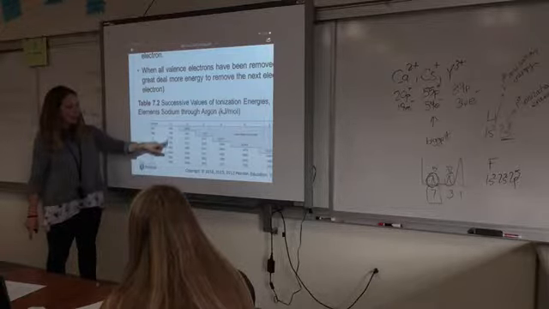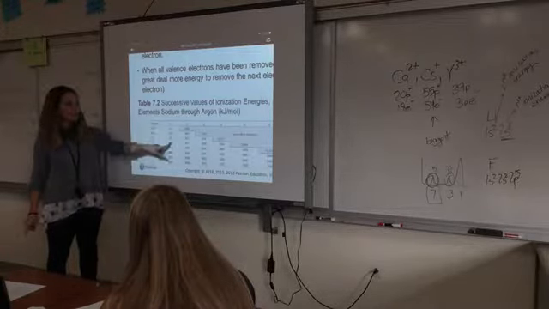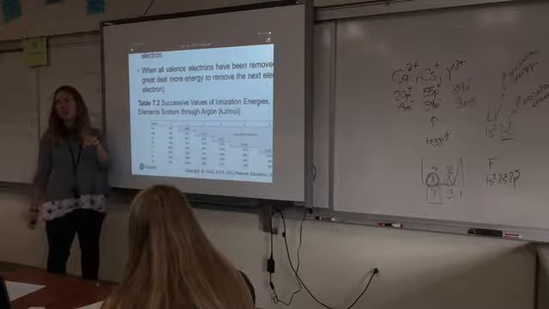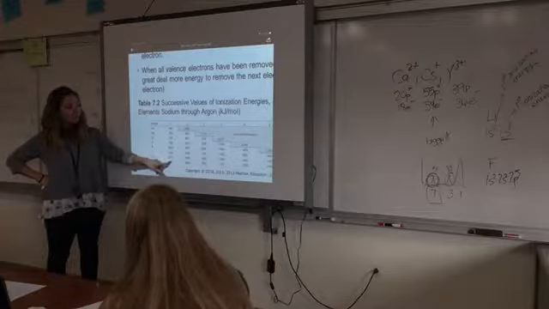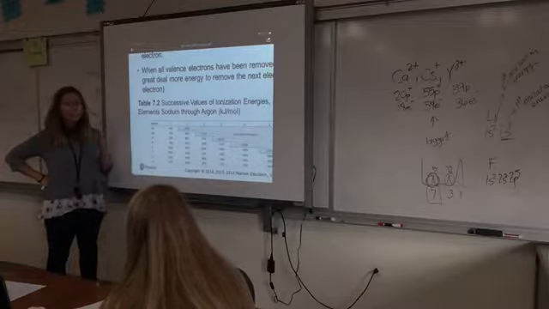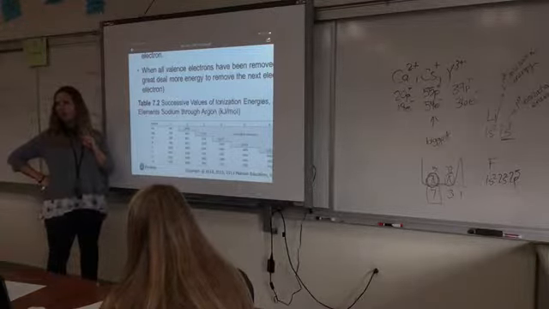In general, what happens as you go down, or as you go left to right on the periodic table? They increase, okay? There's a couple of blips on here, though. What are the blips?